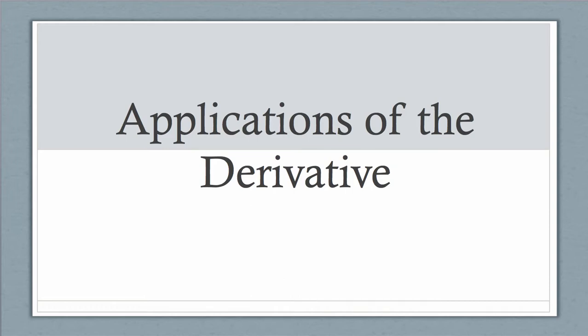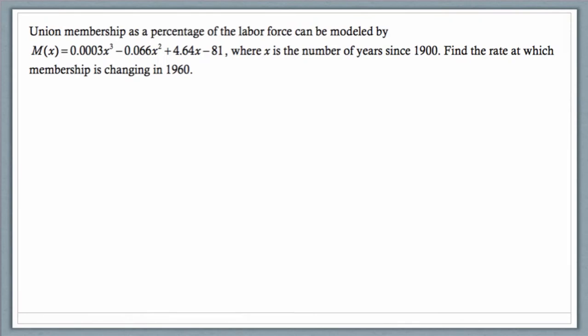In this lesson, we're going to look at two examples that use the derivative. Union membership as a percentage of the labor force can be modeled by the function given, where x is the number of years since 1900. Find the rate at which membership is changing in 1960.